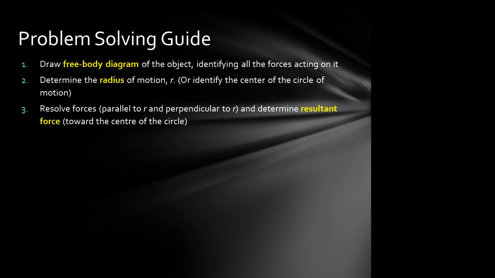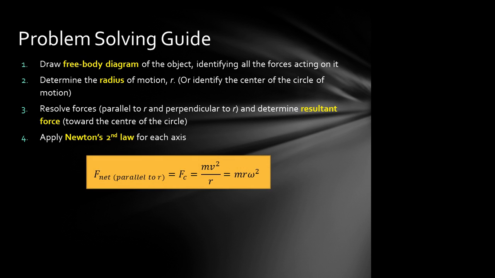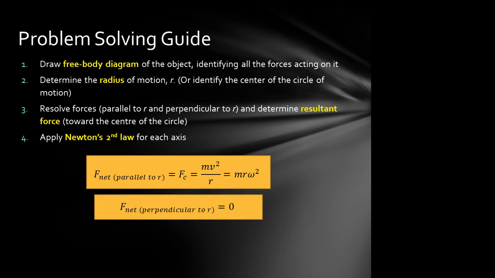Resolve your forces. Try to find forces that are towards the center of the circle and perpendicular to the center of the circle. And then apply Newton's law for each axis. Because it's moving in a circle, the net force must be our centripetal force, and any other force that's perpendicular to the center must be zero, because it's neither accelerating nor decelerating. So once we set up these equations, we can solve simultaneously to get the answer. That's in principle what we'll do for all circular motion questions. Set up two equations, one for the y-axis, one for the x-axis, and solve.